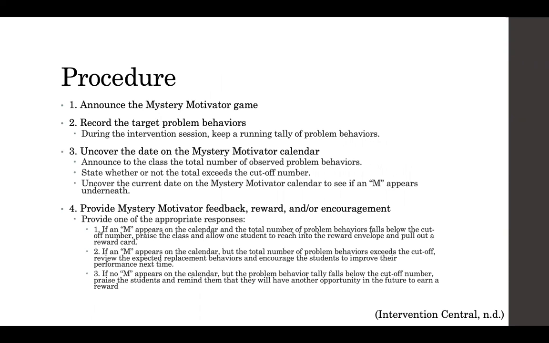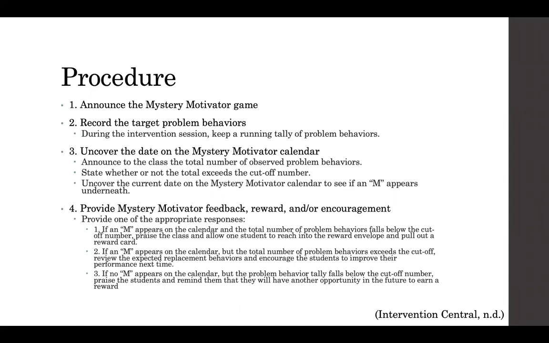To implement this intervention, the teacher will announce the mystery motivator game. Announce to students that the intervention is in effect and point to the poster of replacement behaviors to remind students what behaviors are expected. Then record the target problem behaviors. During the intervention session, keep a running tally of problem behaviors by tallying each time the problem behavior is observed using a pen and paper.